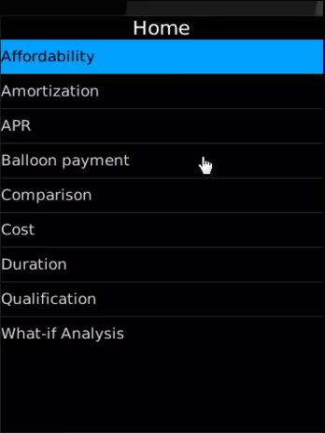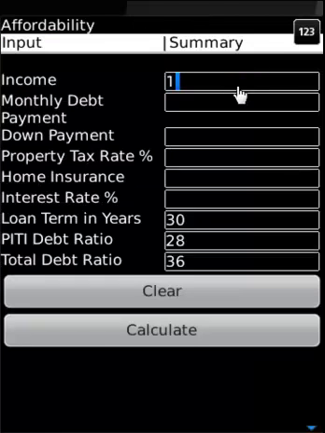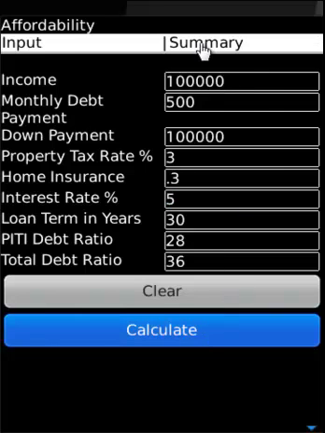Home finance BlackBerry application covers affordability, amortization, APR, balloon payment, comparison, cost, duration, qualification, and what if analysis. Affordability. Income is 100,000, monthly debt payment is 500, down payment is 100,000, property tax rate is 3%, home insurance is 0.3%, and interest rate is 5%. Let's see what we get.